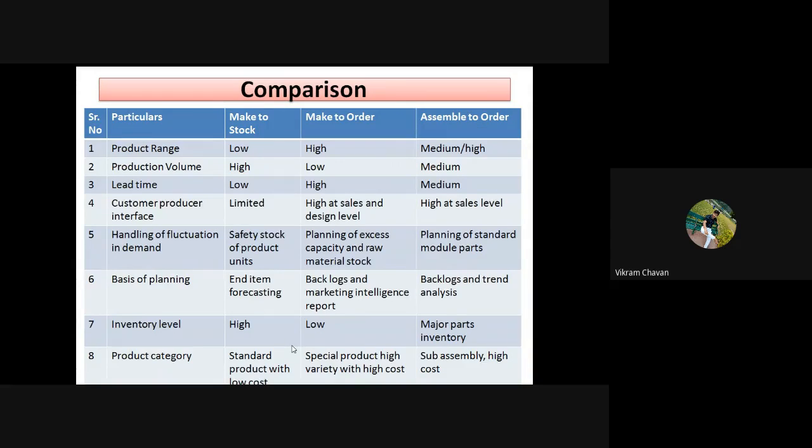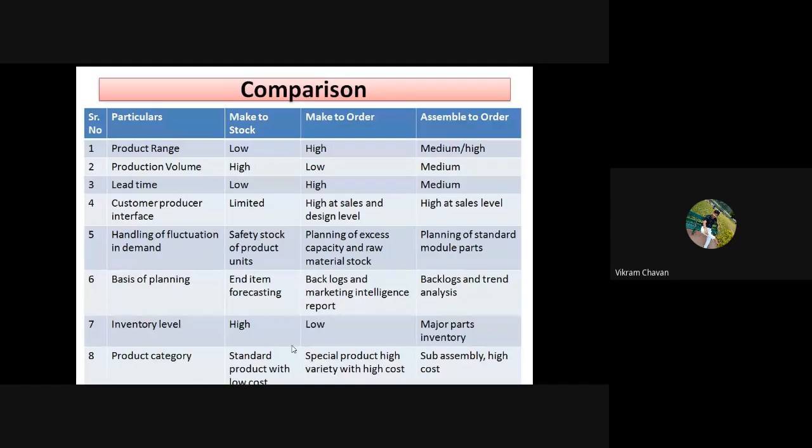The next parameter is handling of fluctuating demand. How will the system handle fluctuation in market demand? If the demand from the customer increases, how will the companies or industries react to that change or increase in demand in the market? So what does make to stock do? Make to stock maintains safety stock, or we can say buffer stock of products in the market.